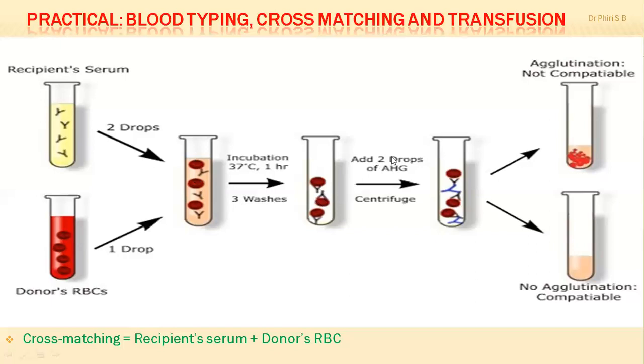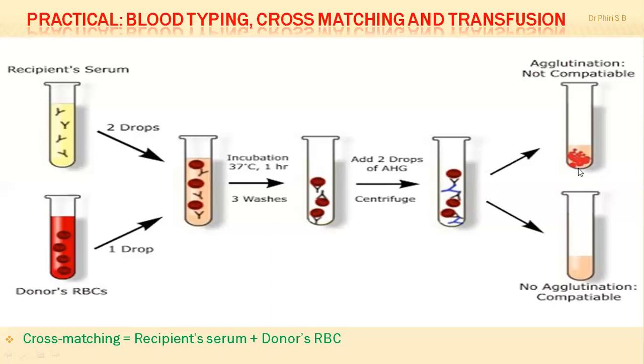Then after that, you add 2 drops of anti-human globulin, AHG. This AHG is IgG. The IgG is specific for the antibodies. So it's going to attach to the antibodies. So it's an antibody that can attach to another antibody, but it doesn't attach to the antigen or the red blood cells. So if initially there was a reaction between antigen and antibodies forming this complex, then when you add 2 drops of AHG, it's going to attach to these antibodies.